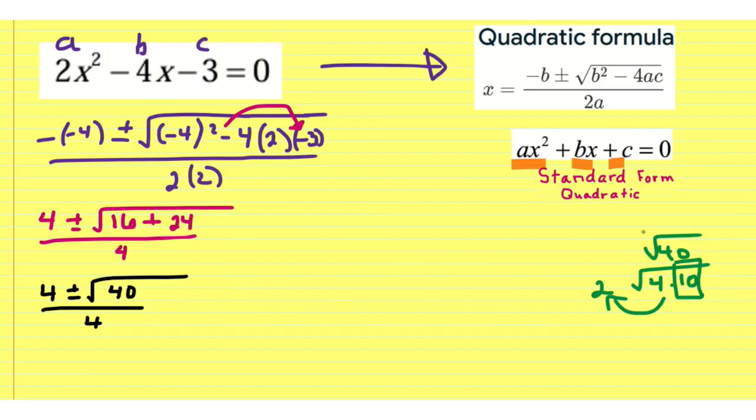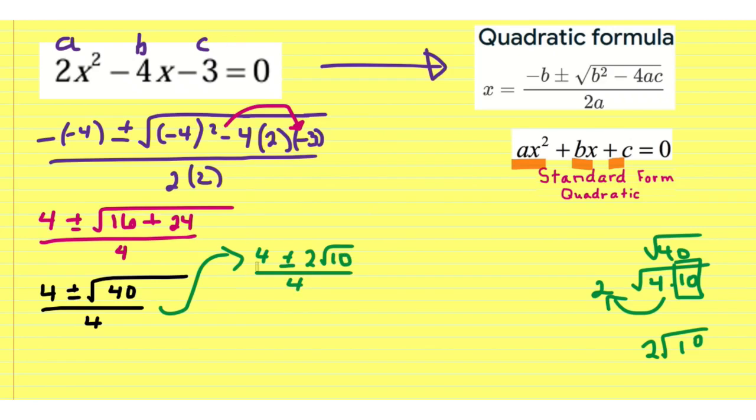So that means that my square root of 40 is going to be equal to 2 radical 10. Okay, so let's go ahead and rewrite that over here. That is going to be 4 plus or minus 2 radical 10, and that is all over 4.